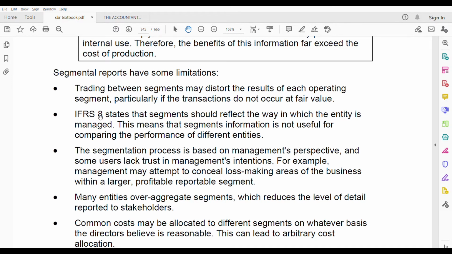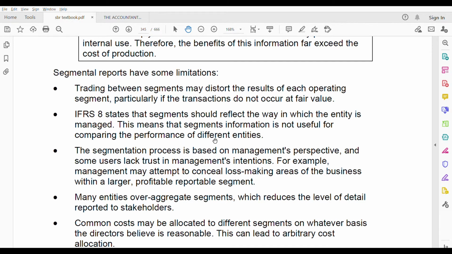IFRS 8 states that the segment should reflect the way in which the entity is managed. This means the segment's information is not useful for comparing the performance of different entities. Yes, because some entities might segment using geographical location. Some might go by the product type. Some might go by the class of customer. So it's different. It's hard to compare.